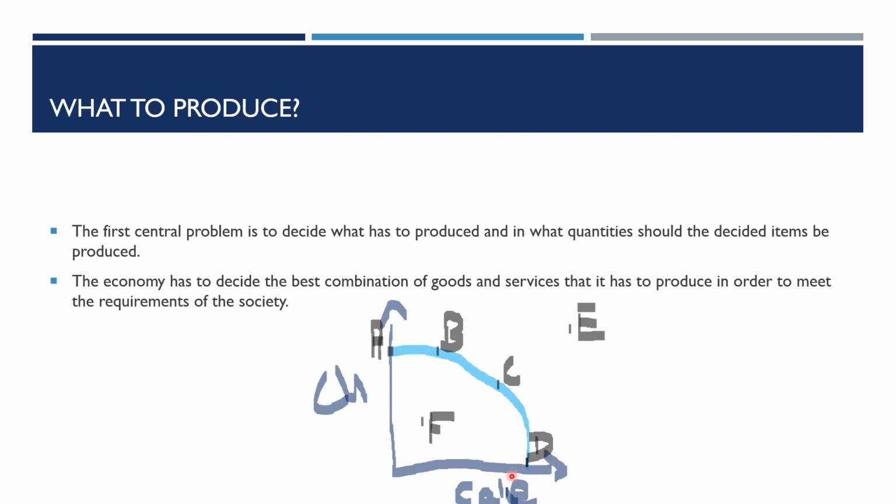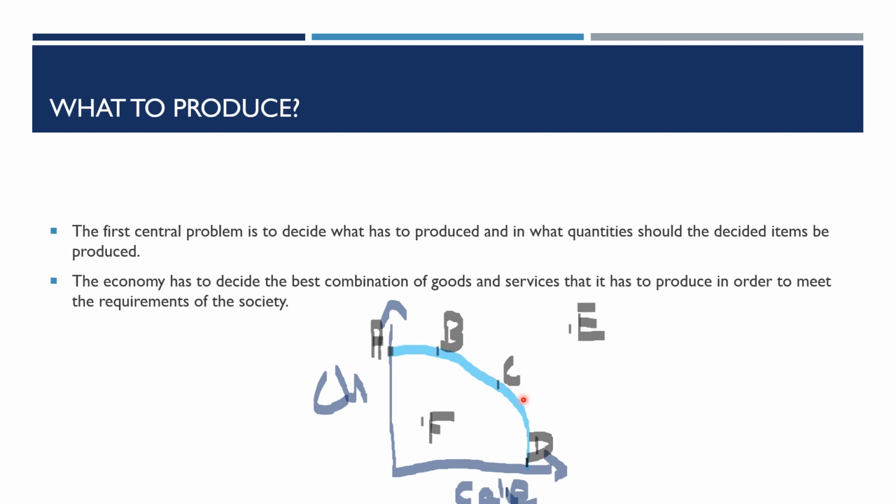Point D means the opposite. If we choose to produce at point D, that means we are producing only cakes with the resources that we have. The entire resources of the economy are being utilized to produce cake. That's what point D means, and no chocolates will be produced at point D. At point A, only chocolates will be produced and no cake. At point D, only cake will be produced and no chocolates.